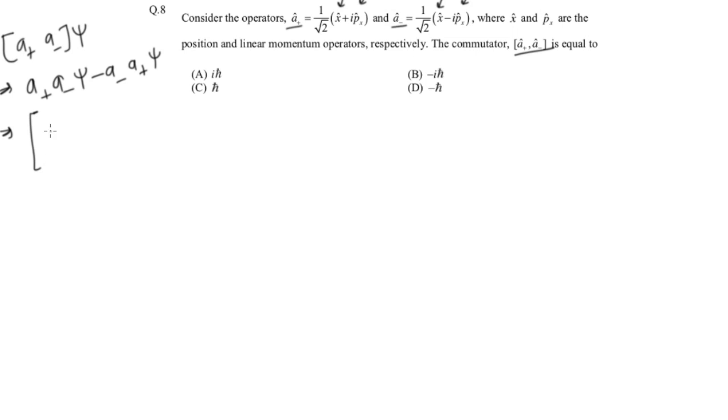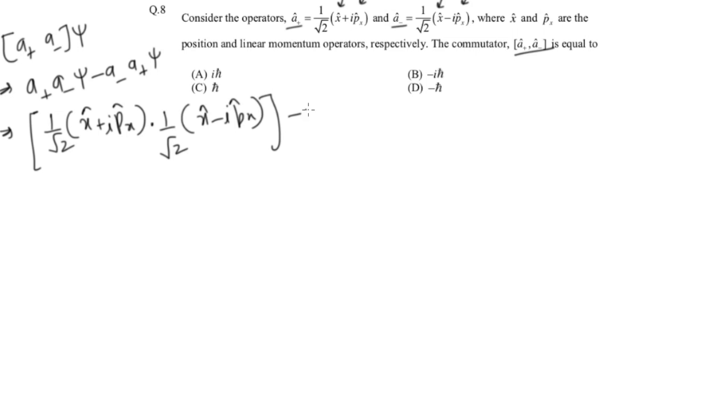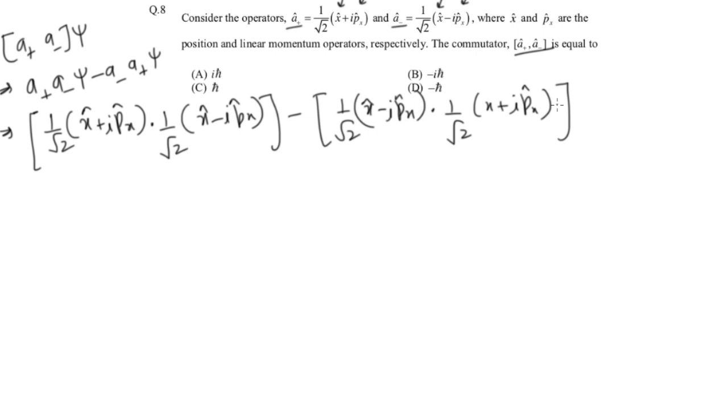A plus is given to you in the question, that is 1 by root 2 into (x cap plus i px), and your A minus is 1 by root 2 into (x cap minus i px). Okay, so that's what you are given. And minus, you have to write down for A minus, 1 by root 2 (x minus i px cap), into 1 by root 2 (x plus i px cap). Okay, so this is how it is to be done.